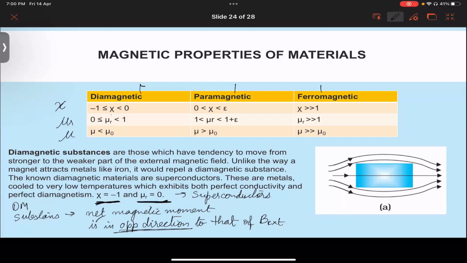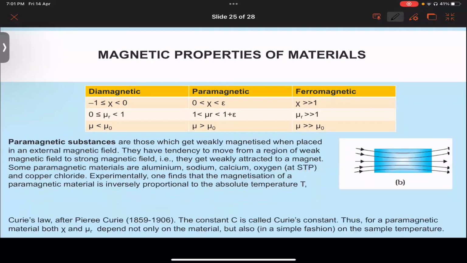Some examples are bismuth, copper, lead, and silicon. These are some of the examples of diamagnetic substances. Then you have paramagnetic substances. They are substances which can get weakly magnetized when they are placed in an external magnetic field, and they have a tendency to move from a region of weak magnetic field to strong magnetic field.